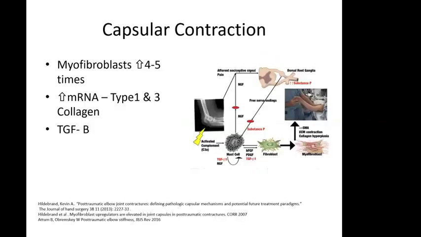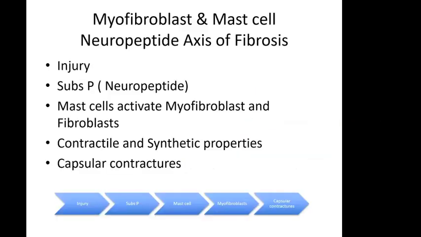Coming on to the capsular contraction, it all starts as an inflammatory response and then leads to a fibrotic pathway. The fibroblasts are transformed into myofibroblasts, which have increased activity of smooth muscle actin. All this is under the influence of cytokines TGF-beta. Understanding the mast cell myofibroblast neuropeptide axis of fibrosis is important, as it gives us the understanding of the pathology of post-traumatic capsule contraction.